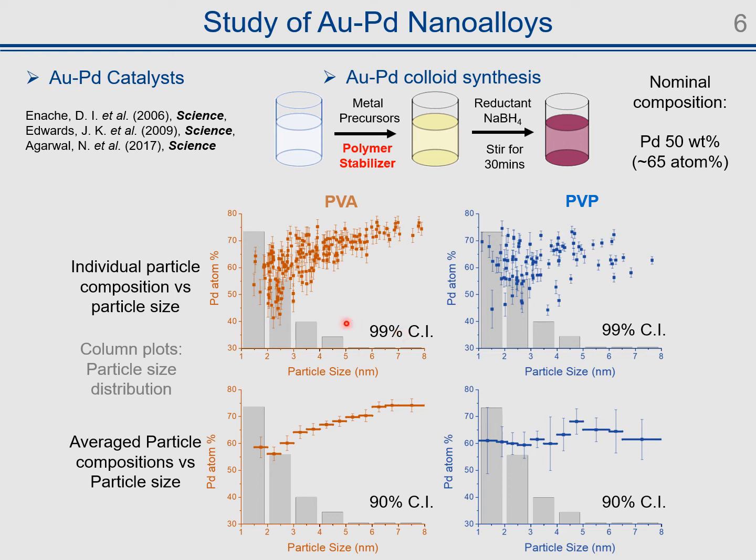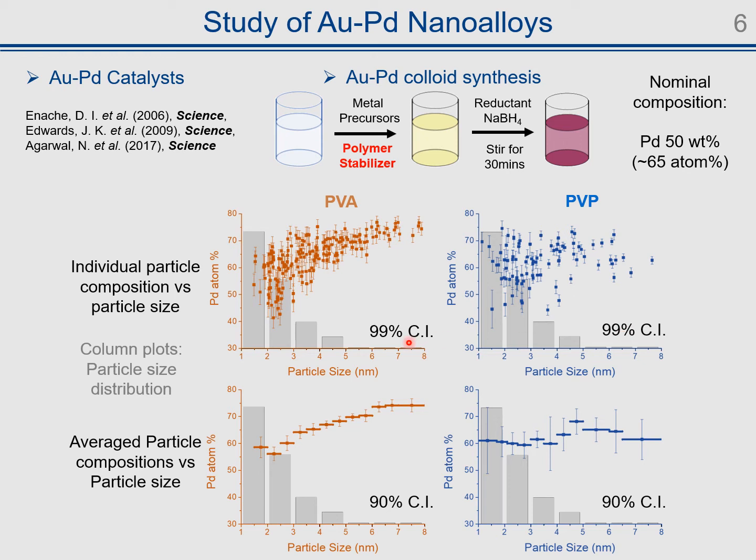distribution. This top row shows the individual particle compositions plotted against their sizes, with 99% confidence intervals also displayed, showcasing the measurement precisions. And the bottom row shows the average particle compositions at certain size range. The column plots underneath it are the particle size distributions, which are largely identical for the two samples.